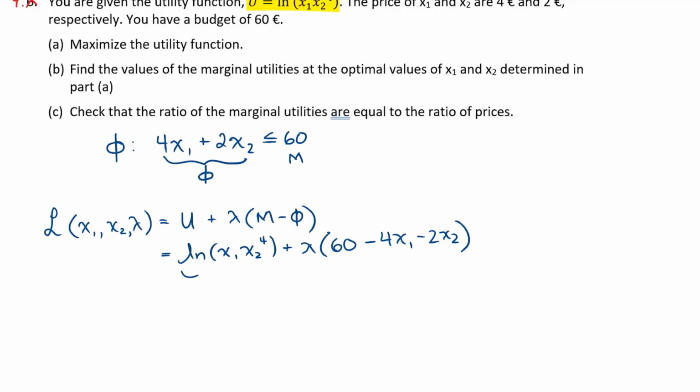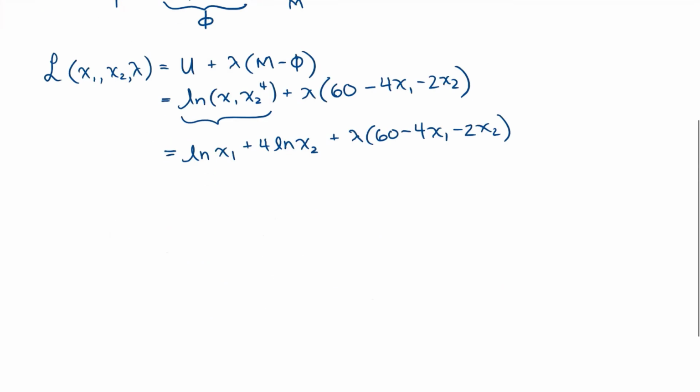So I'm going to take this ln function and I'm going to break it up to make the derivatives easier. So before I do the derivatives, I'm going to break up this logarithm function. So I'm going to use my logarithm rules. What I get is ln of x1 plus 4 ln of x2. So now I take my first derivatives.